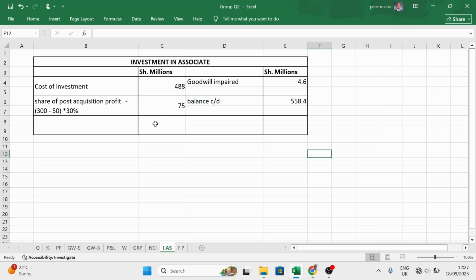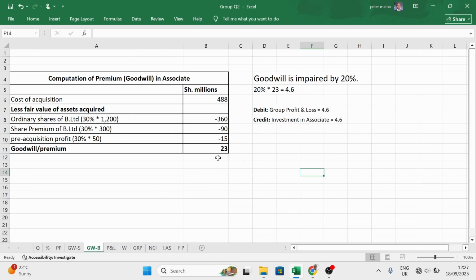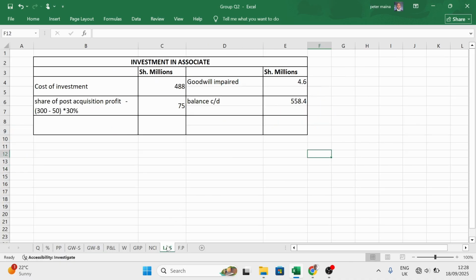Goodwill impaired, we did the workings. The goodwill in associate was 23, and then we multiplied 23 by 20% and got 4.6. And then we said we were supposed to credit investment in associate with 4.6, and that is what we are now doing. We are crediting investment in associate with goodwill impaired of 4.6. So the balance carried down will be taken to statement of financial position as a non-current asset.